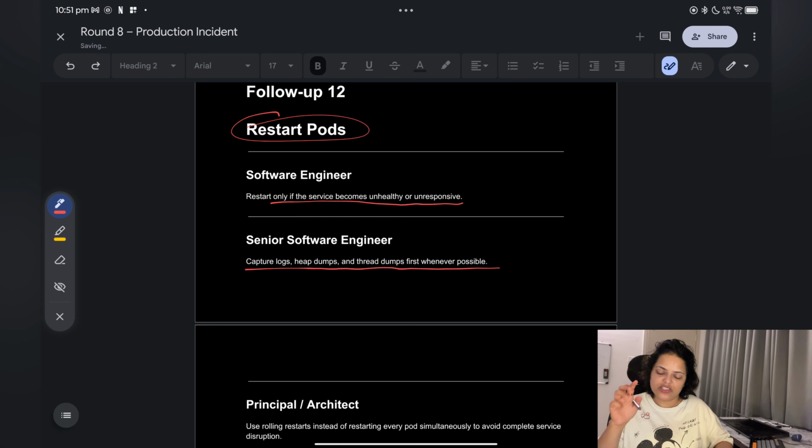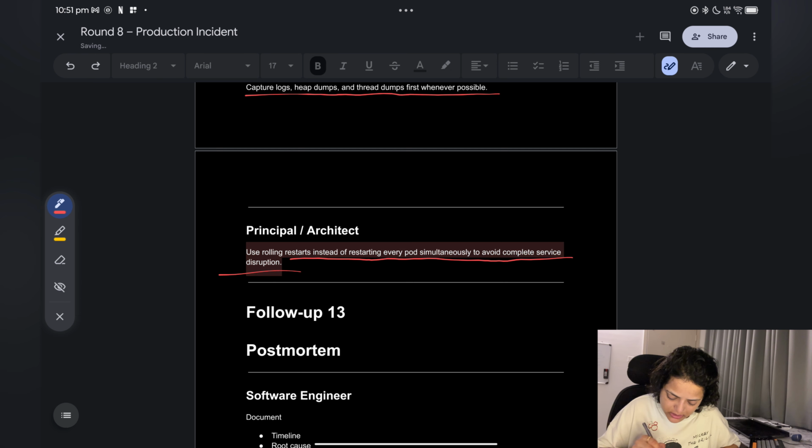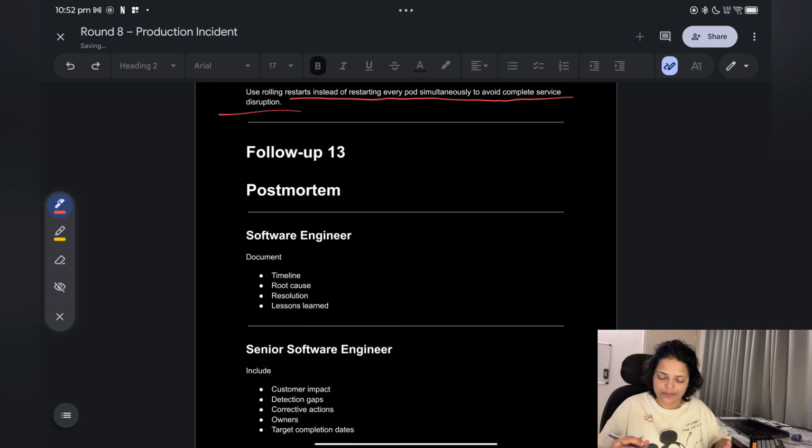Okay, so whenever you're restarting the pod, just collect all the metrics. Okay, a principal architect will say that use rolling restart instead of restarting every pod simultaneously to avoid complete service disruption. So it should be automated.